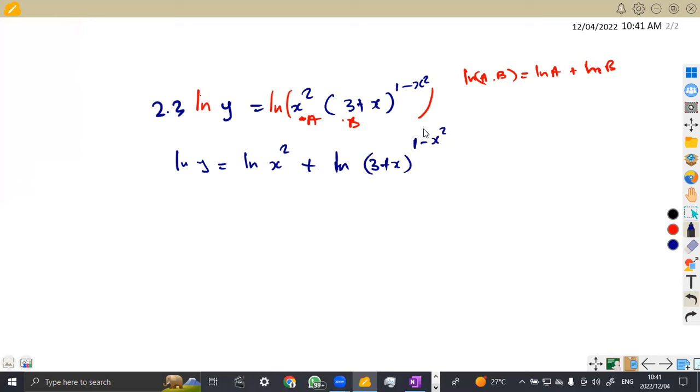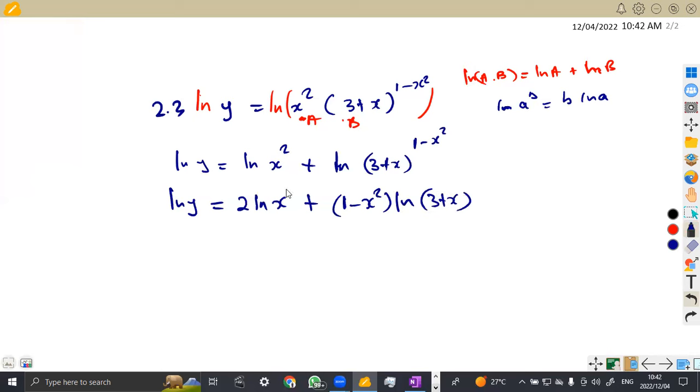Okay, with this, we still have a long way. Remember, if there is an exponent inside ln, you are going to drop that exponent. ln a to the exponent of b is the same as b ln a. So that's what we have here. So we're going to have ln y, we drop the exponent. This is 2 ln x plus, we drop this exponent, this is 1 minus x squared times ln of 3 plus x. So that's what you're going to have at the end. All right, so here I was just rewriting the expression. We haven't started to differentiate. This is just rewriting the expression.